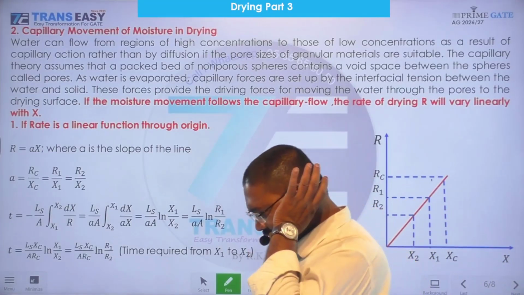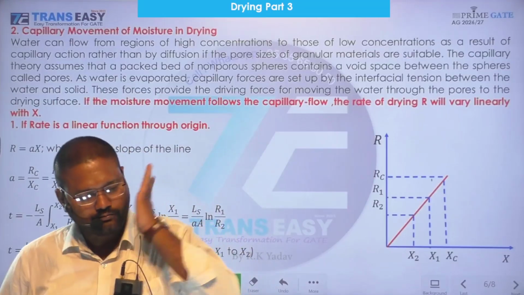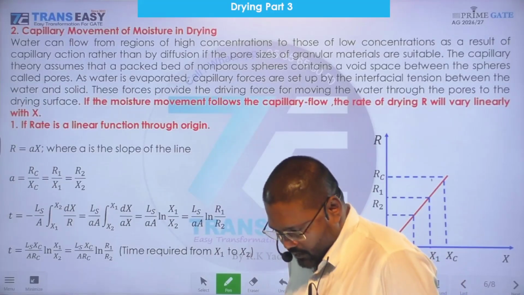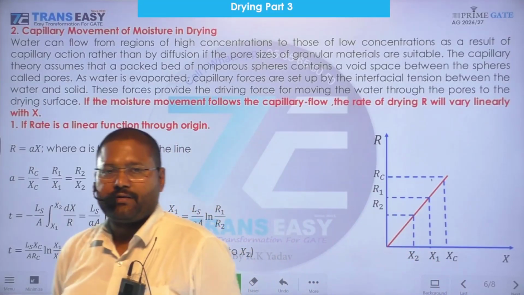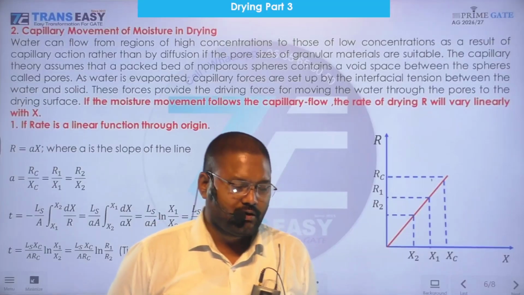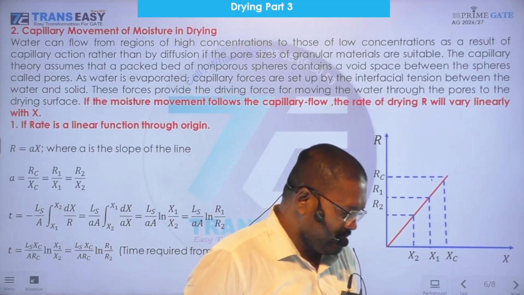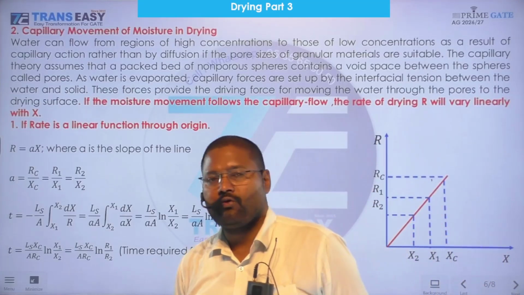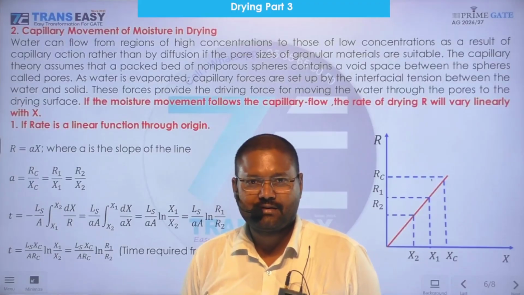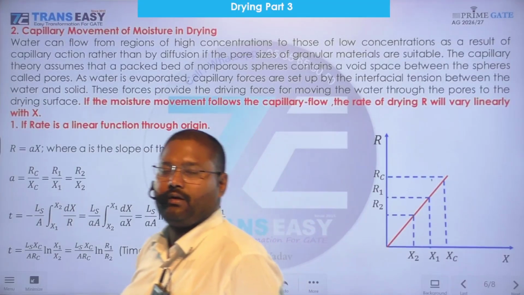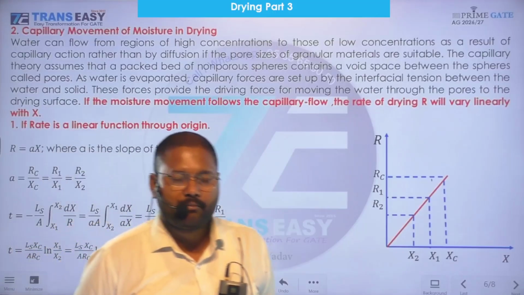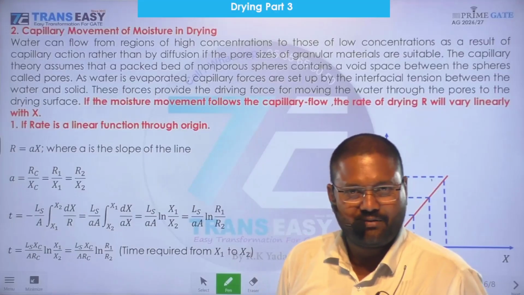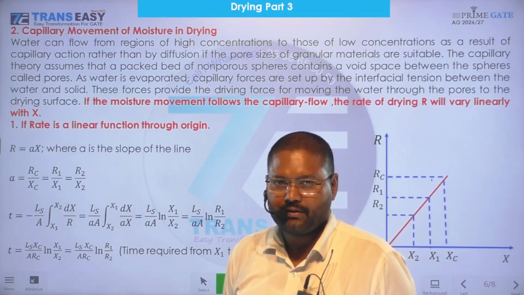In non-porous material like soap, gelatin, glue, right, we have no interconnecting pores, so capillary action is not happening in such materials. But we have granular materials or porous materials, so pores are suitable for the capillary flow from the inner part of the material to the surface, right?